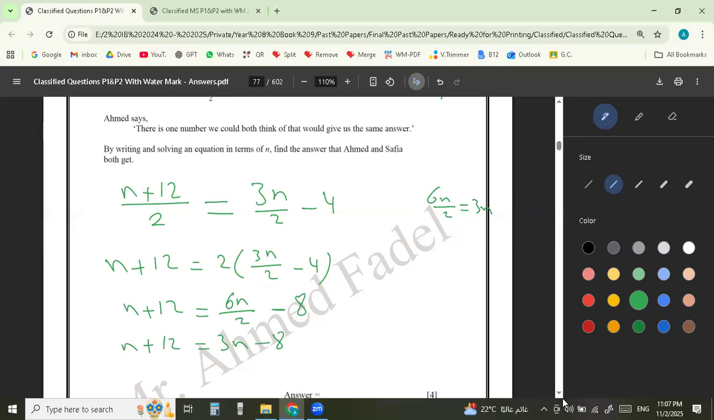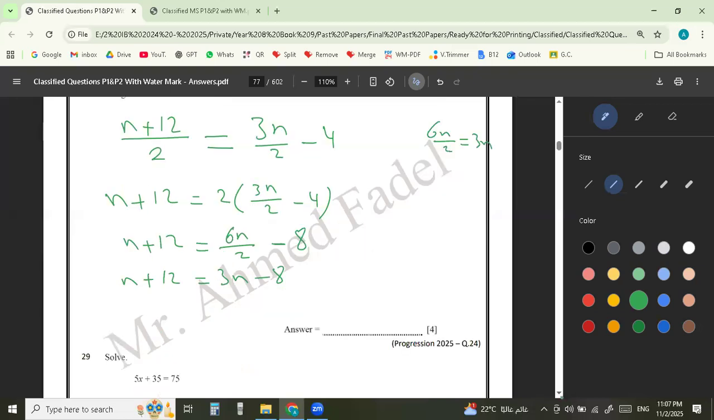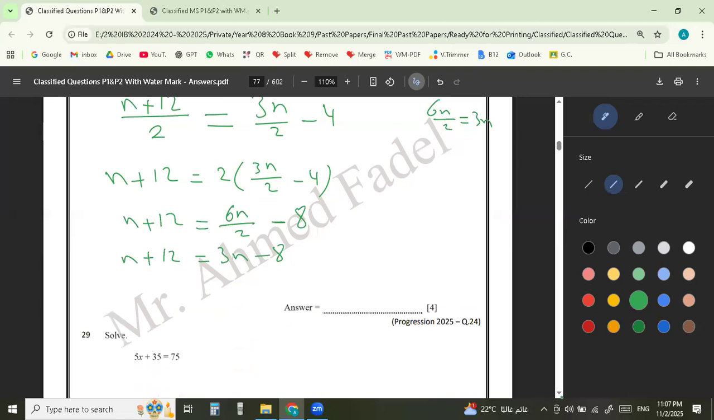Collect like terms. Here it's going to be n plus 12 equals 3n minus 8. I'm going to collect the like terms. I'm going to get the 3n here, so n minus 3n is negative 2n, equals negative 8 minus 12, which is negative 20. Then n is 10. The number is 10 because negative 20 divided by negative 2 is 10. So the answer is 10.